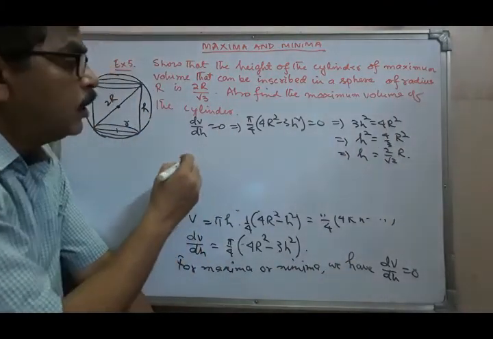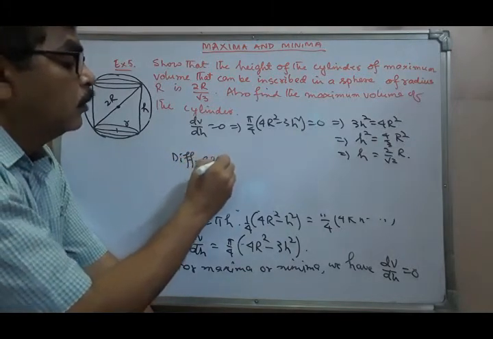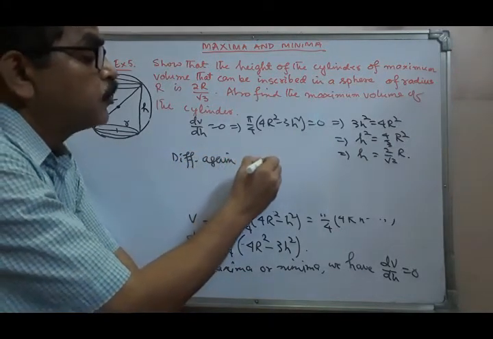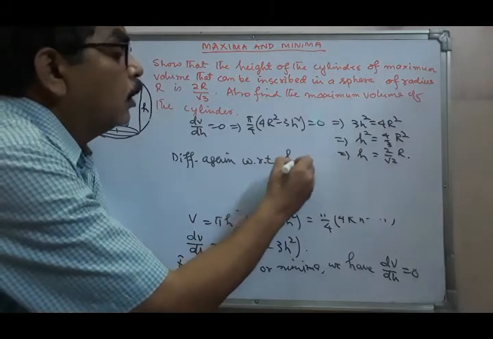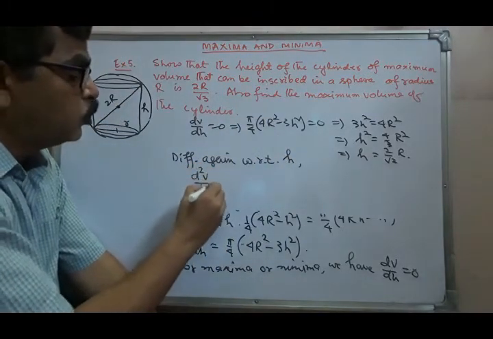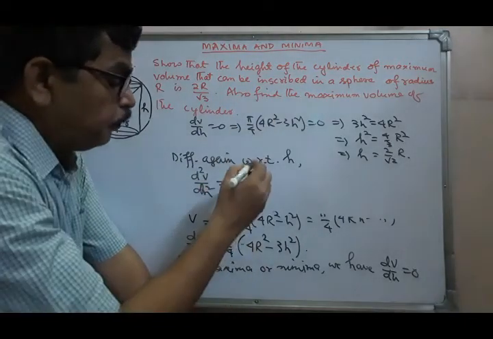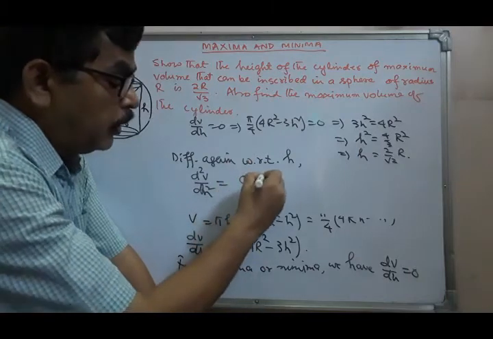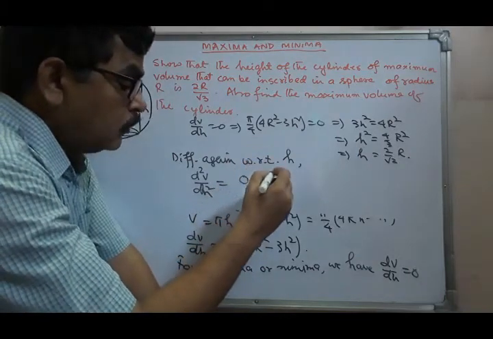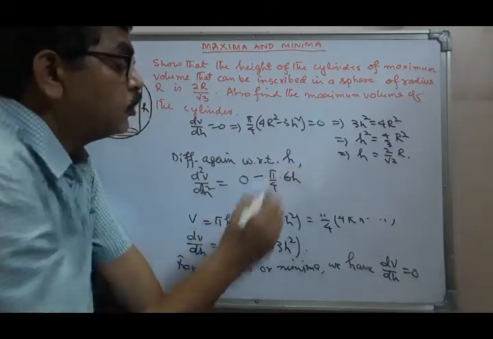Now differentiating again with respect to h, what we get is d2V by dh2 equals 0 minus pi by 4 into 6h.